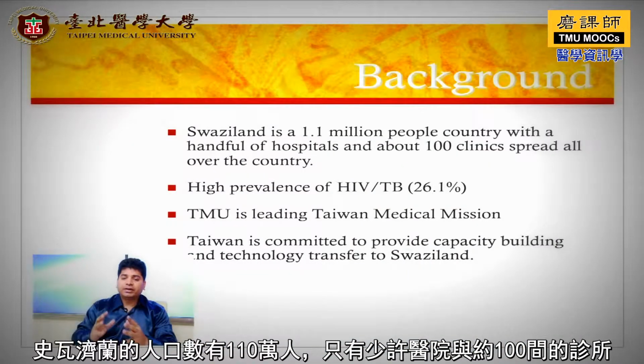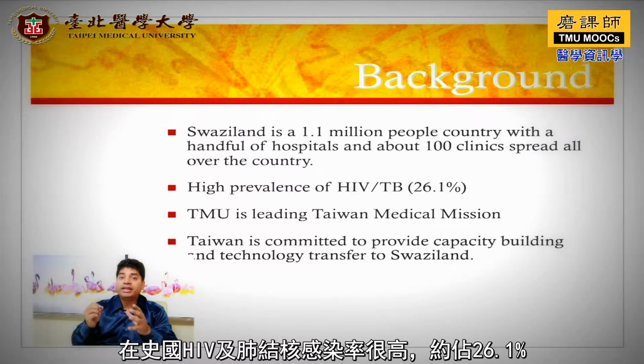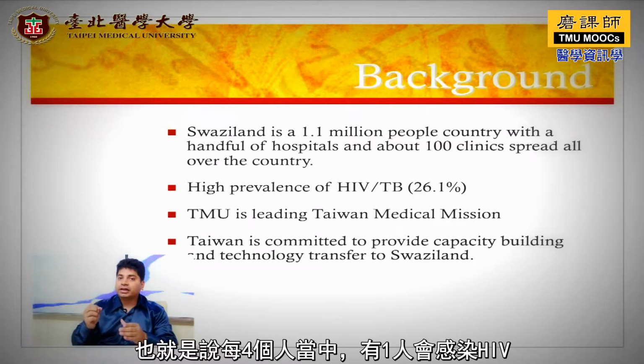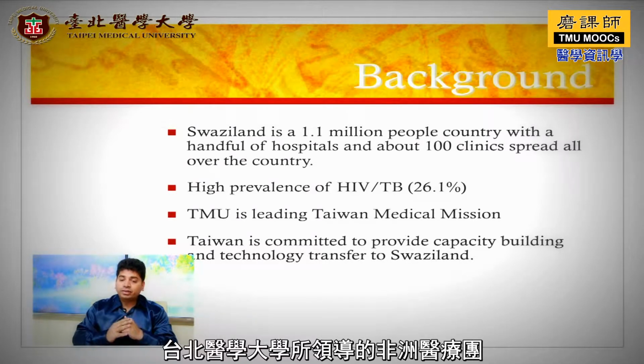Swaziland is a country of 1.1 million people with a handful of hospitals and about 100 clinics spread all over the country. The particular thing about Swaziland is they have a very high prevalence of HIV and tuberculosis. The rate is so high, almost 26%, meaning every third or fourth person you meet will be HIV infected. TMU is leading a Type A medical mission.